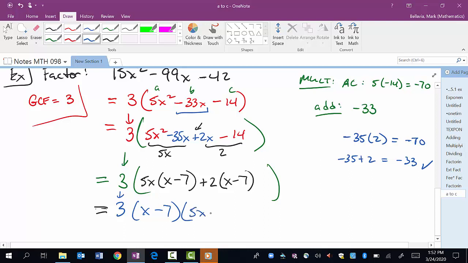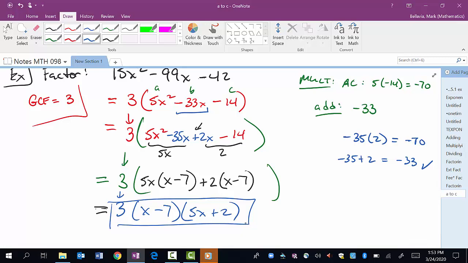So 5x plus 2, because you're factoring x minus 7 from each term. You don't need the big parentheses anymore because now it's all a product. It's all multiplication. So this factored down to 3 times x minus 7 times 5x plus 2. So a couple things to point out.